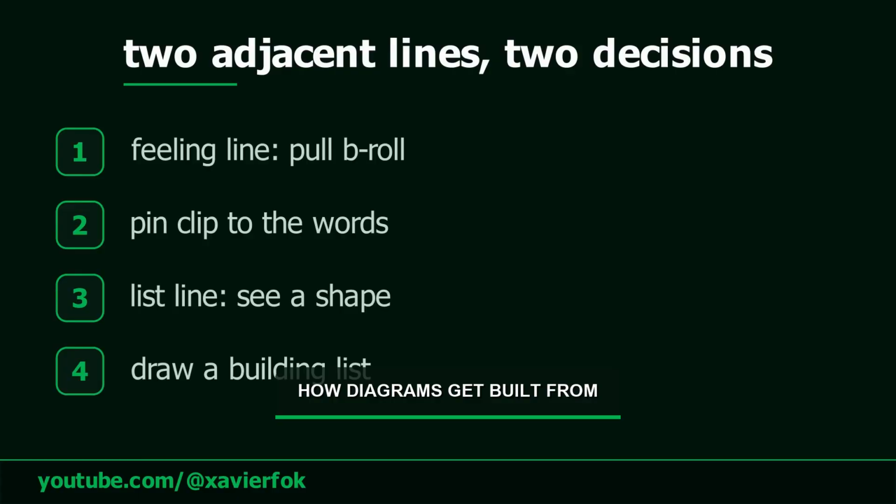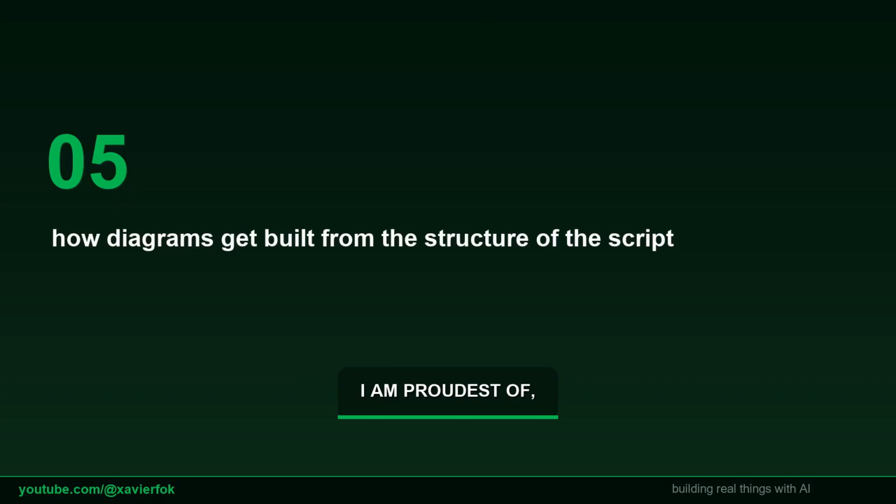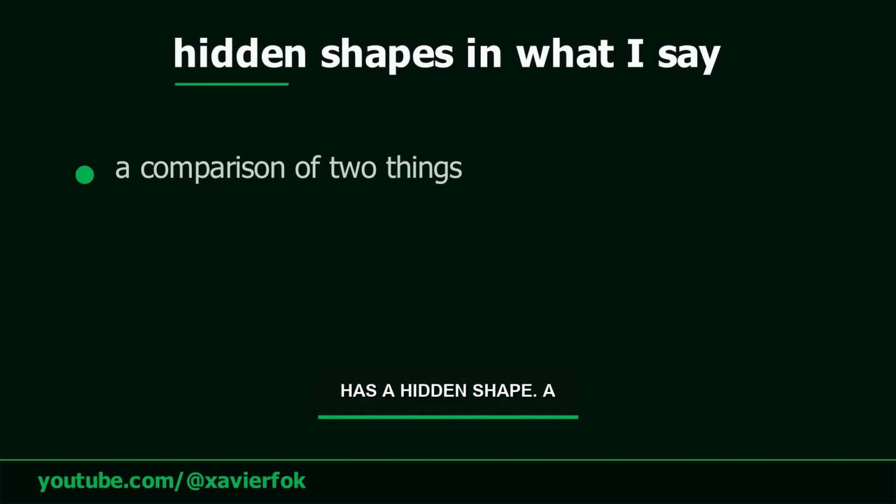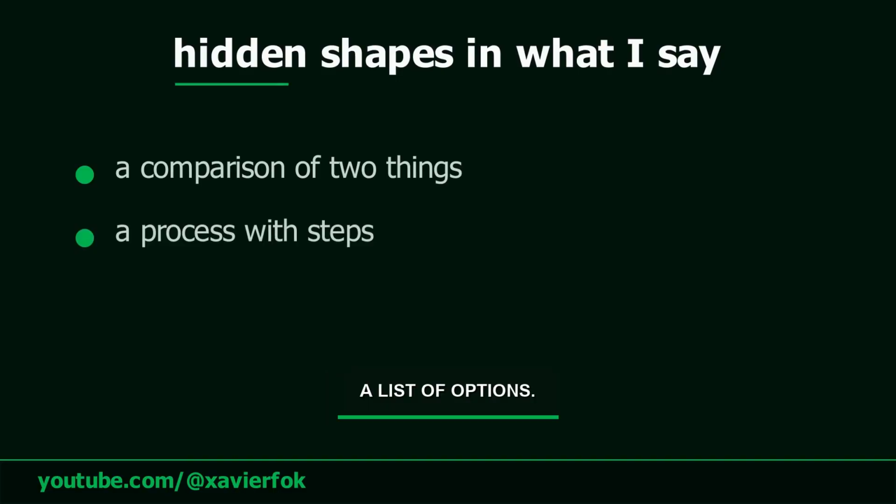How diagrams get built from the structure of the script. The diagrams are the part I am proudest of, because they are not stock anything, they are drawn fresh every time. Here is the idea. A lot of what I say has a hidden shape, a comparison of 2 things, a process with steps, a list of options, a few numbers worth seeing.